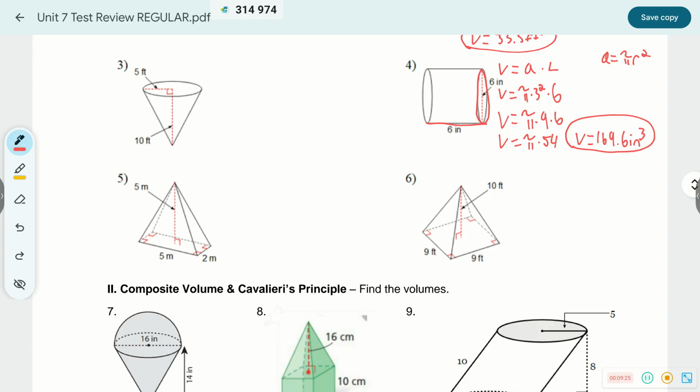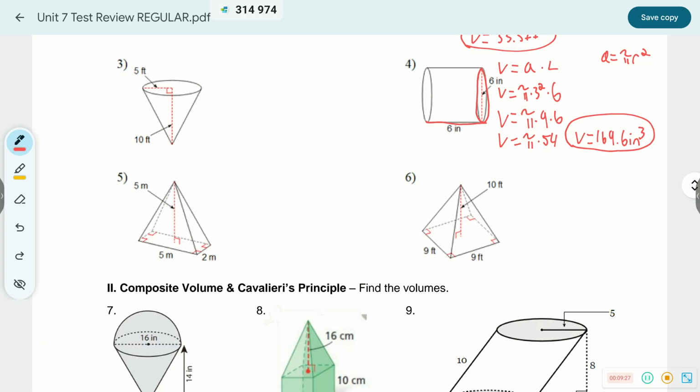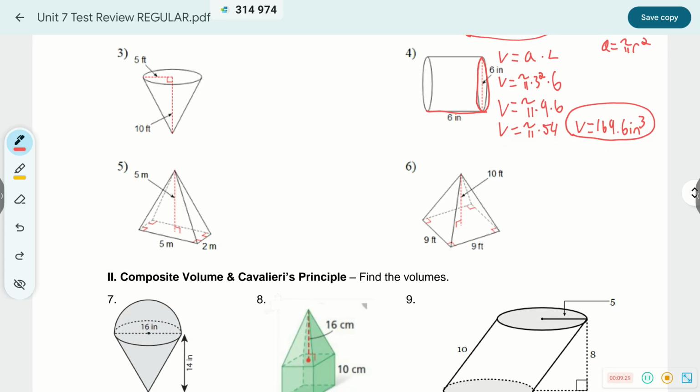All right, volume of a pyramid. So volume of a pyramid. Who's got it? 1/3 base times height.